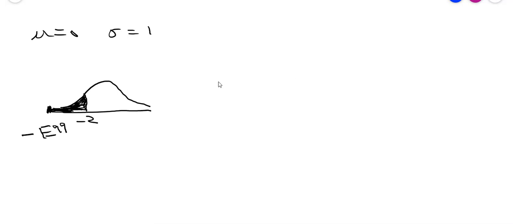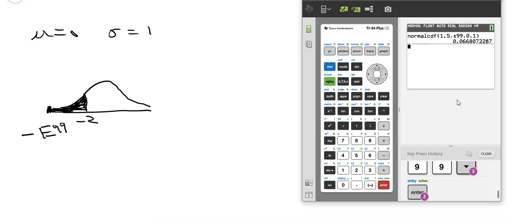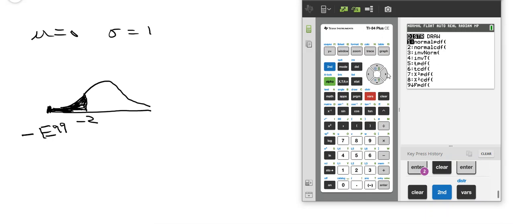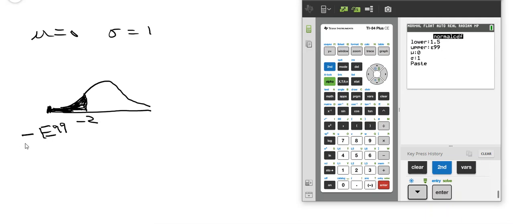All right, so let's see. What do we need? We need to go on our calculator now, right? Let's pull up that calculator and clear this out. Clear. Second function, distribution, normal CDF. Okay, so the lower or leftmost value here on the shaded region is negative E99. Use this negative down here, negative, second function double E key, E99. Upper is negative 2.